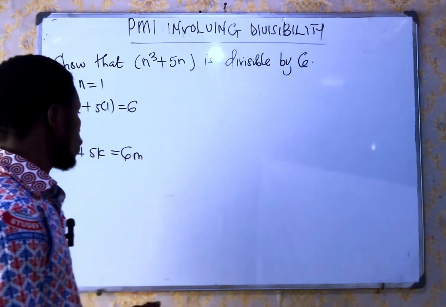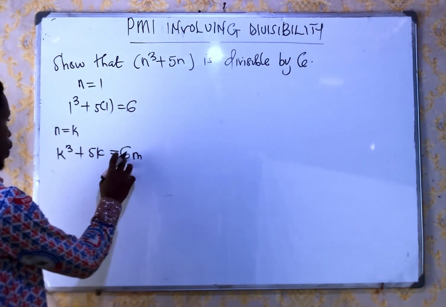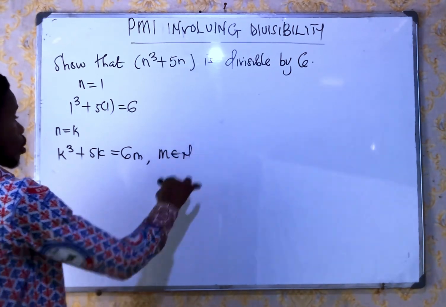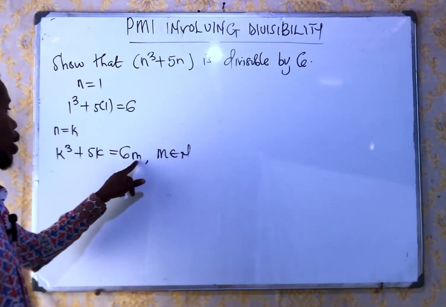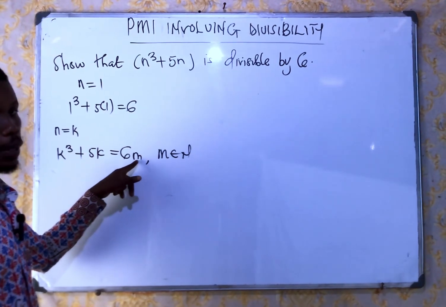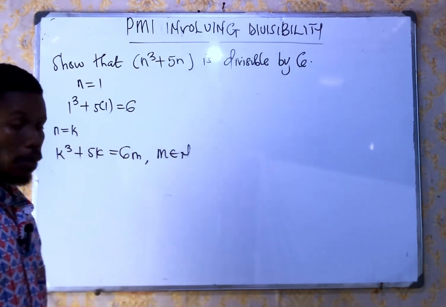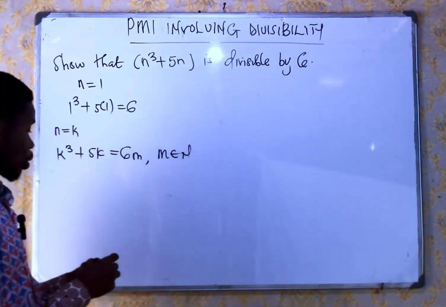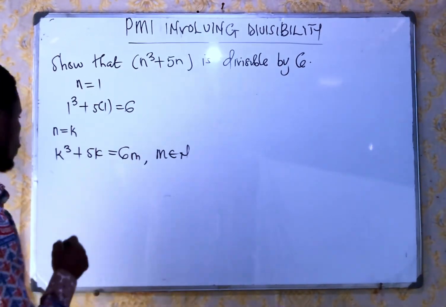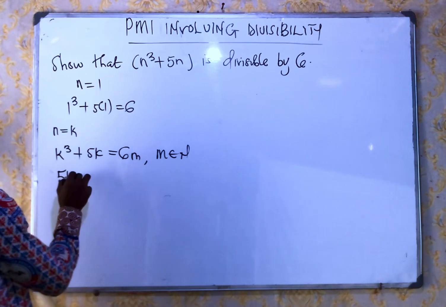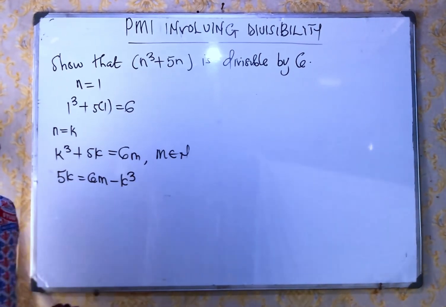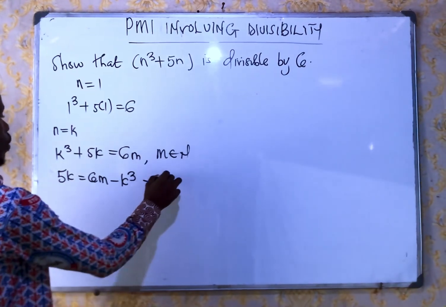Is that all right? Where the m belongs to natural numbers. So when I put 2 here, it will be divisible by 6. If I put 100 as m, it will still be divisible by 6. Here, because I want to get something, let me make 5k the subject here. So that gives me 5k equals 6m minus k to the power 3. So I will name this one equation 1.